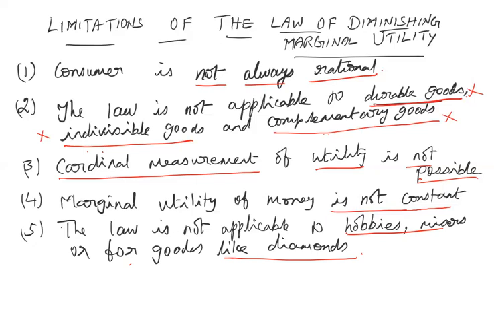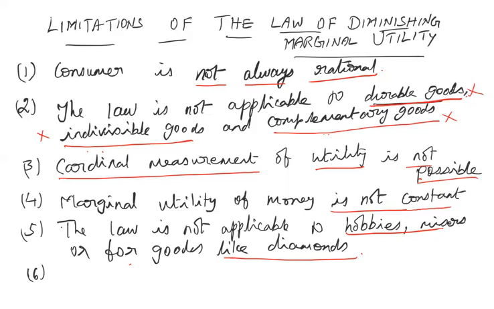Okay. Then the next limitation is, we assume the tastes and preferences of the consumers remain constant. That means what I mentioned to you. In between, after consuming 3 or 4 mangoes, the consumer should not say that suddenly my preference has changed. Instead of mangoes, I want to purchase oranges or apples. So we are assuming that the consumer's preference is only for mango.